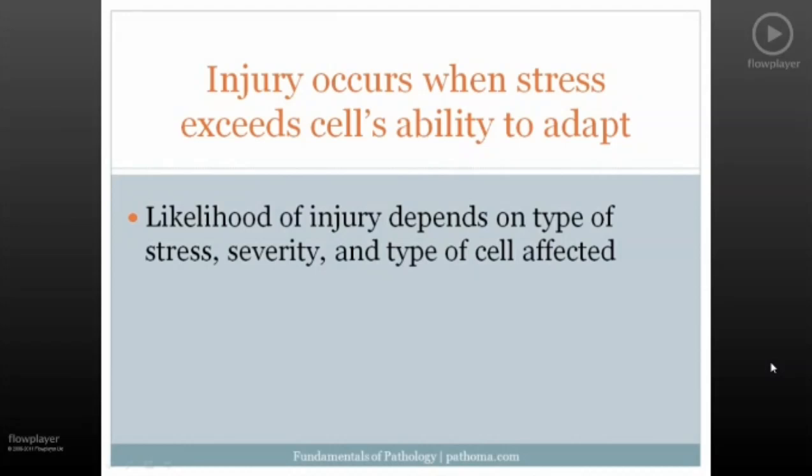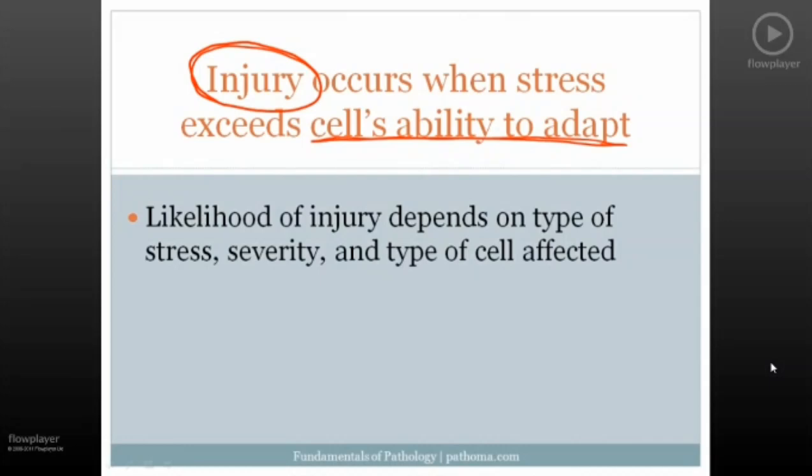Now, it is possible that the stress could be so severe that it exceeds the cell's ability to adapt. Now, why is that important? Because if the stress exceeds the cell's ability to adapt, then rather than undergo a growth adaptation, the cell will actually become injured. And that's really what this section is all about, cell injury. Now, we could ask a simple question here. What determines whether the cells of an organ are going to adapt or they're going to become injured?